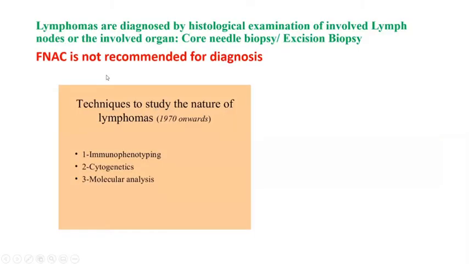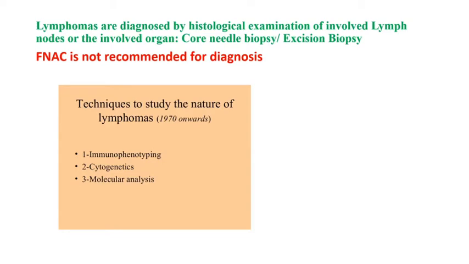So what are the techniques which are used to study lymphoma? We do tissue diagnosis. The first step in diagnosis of lymphoma is lymph nodal biopsy. We always do a biopsy, core needle biopsy or excisional biopsy. We never do FNAC because FNAC will never give you the diagnosis. So we do core needle biopsy or excisional biopsy from the site of the involved organ, like lymph node.